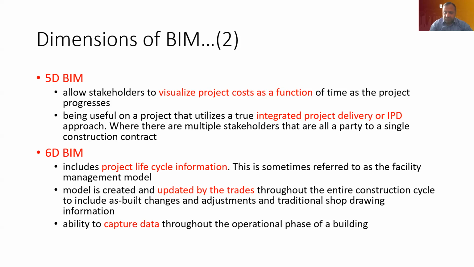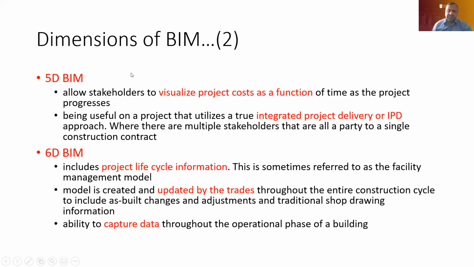And we may talk about 6D, 7D, but for all practical reasons, 6D BIM is probably the highest dimension. It includes the project life cycle information, so this is sometimes referred to as the facility management model. The model is created and updated by the trades throughout the entire construction cycle to include as-built changes and adjustments and traditional shop drawings information. It has the ability to capture data throughout the operational phase of the building. So remember that the 6D BIM can only be useful when we have at least 4D or 5D BIM available.